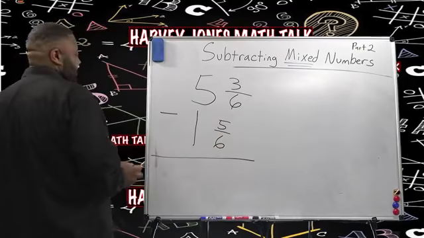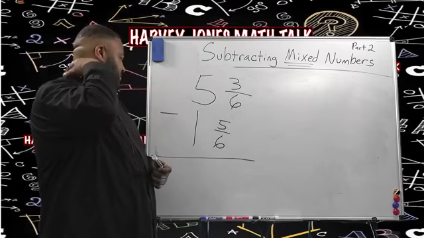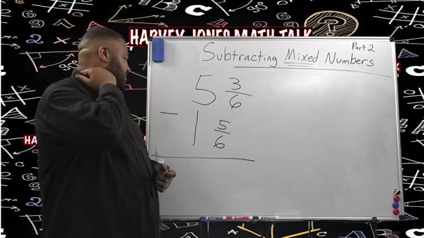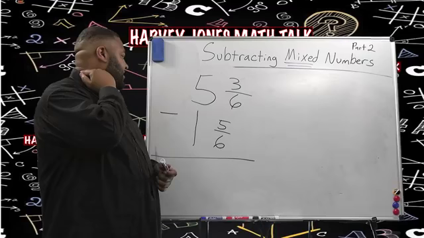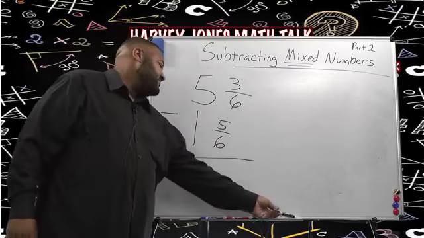All right, write this down for me. 5 and 3/6 minus 1 and 5/6. 1 and 5/6. 5 and 3/6. Write that down for me.